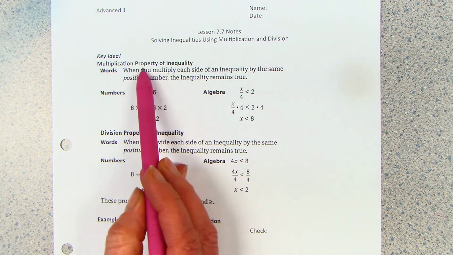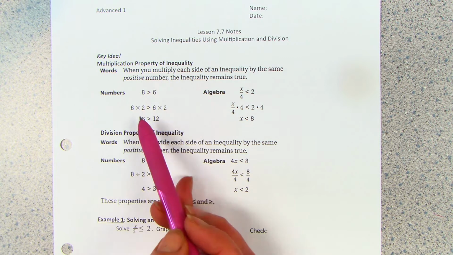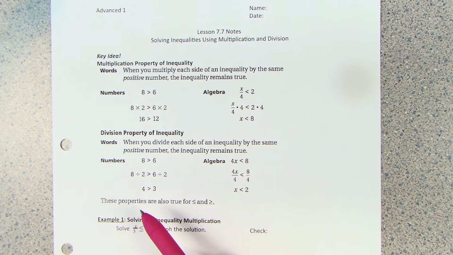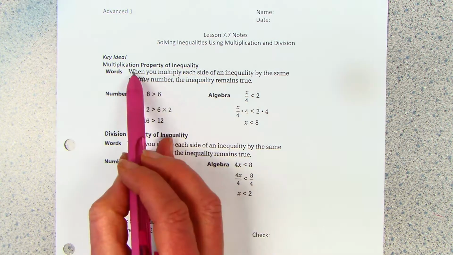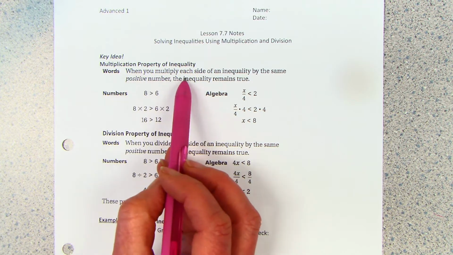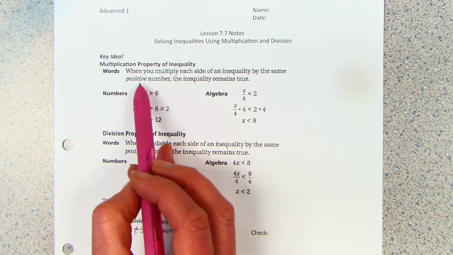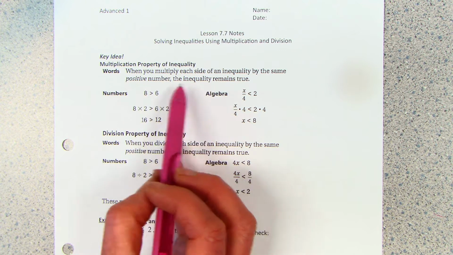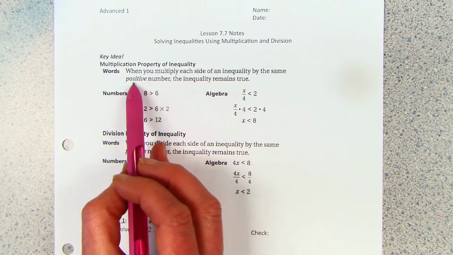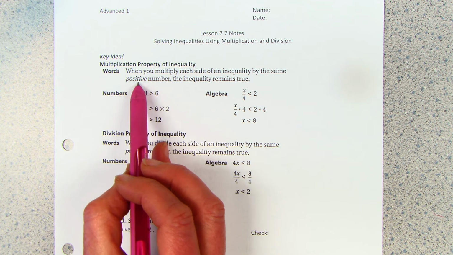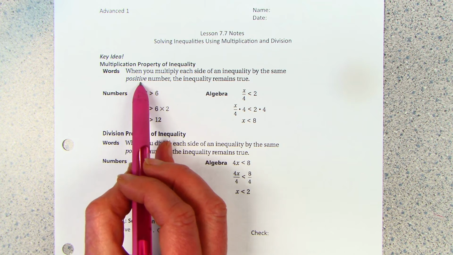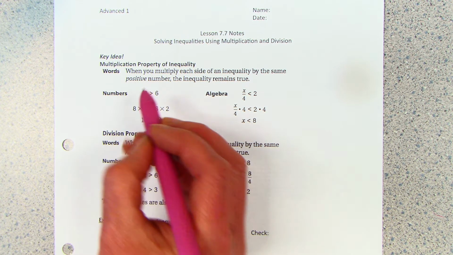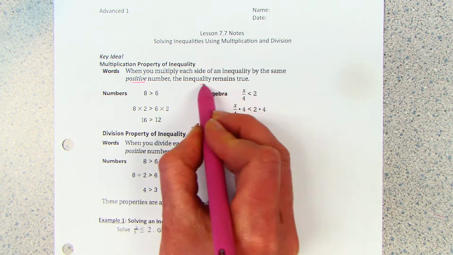You saw these as multiplication property of equalities when we were solving equations. They are exactly the same for inequalities. The multiplication property says that when you multiply each side of an inequality by the same positive number, then the inequality remains true. Next year in Math 7, you will be multiplying by a negative number and seeing that something interesting happens. But for now, we're just going to multiply by positive numbers, and that inequality will stay true.